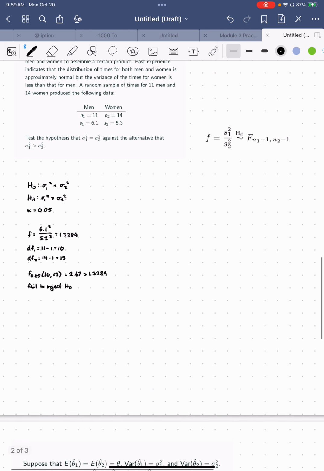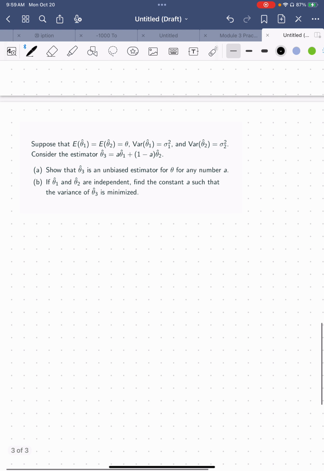And finally, we have our last problem. So this is a different kind of problem. So we have our unbiased estimators here. So we know that theta hat 1 and theta hat 2 are unbiased estimators of theta. And what we want to see is if theta hat 3 is an unbiased estimator for theta. And so we can do that part first.